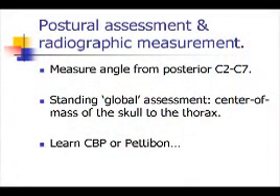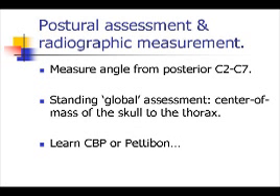So we wanted to use both postural assessment and radiographic mensuration, or measurements, to come up with our answers for how far off normal we are. We measure from the posterior C2 to C7 vertebral bodies, the posterior regions, and we measure that angulation. Then we do standing global assessments of the patient's skull to their torso, and we can also do that gravity vertical line on the x-ray.